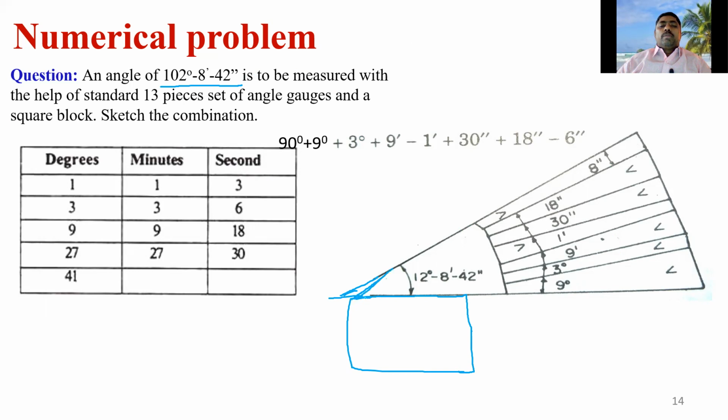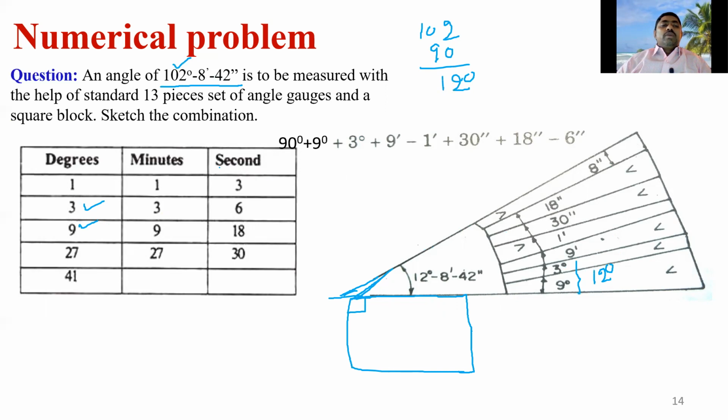90 degree angle. So if you subtract 90 degree from the 102 degree, you will get 12 degree. This 12 you can make up using the 9 degree angle gauge and the 3 degree angle gauge. So you will get 12 degree. So this is 90 degree plus 12 degree, you will get 102 degree.